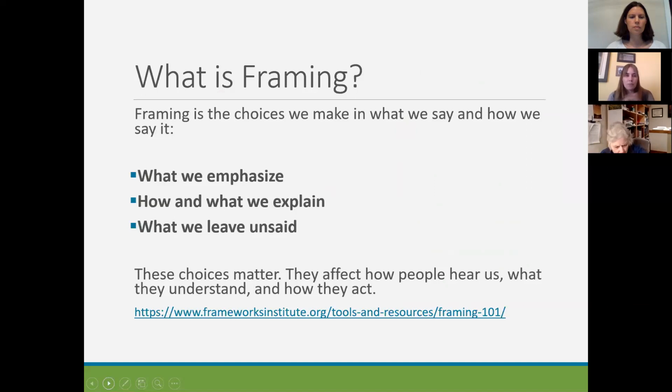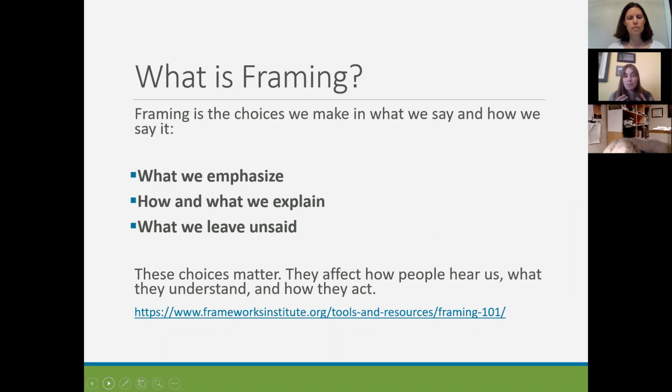So, I pulled this directly from their website just to give a little brief on what is framing and what they're talking about when they say a framing guide. So framing is the choices that we make in what we say and how we say it. So how we're telling our stories. That includes what we emphasize, what we explain, and what we don't say.